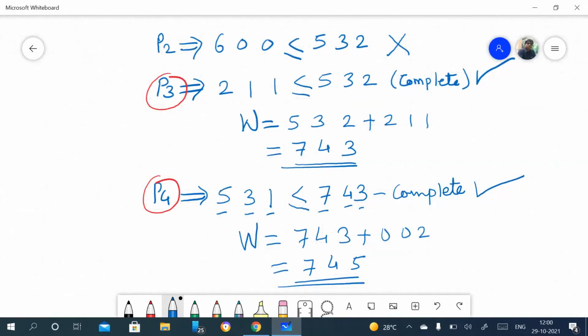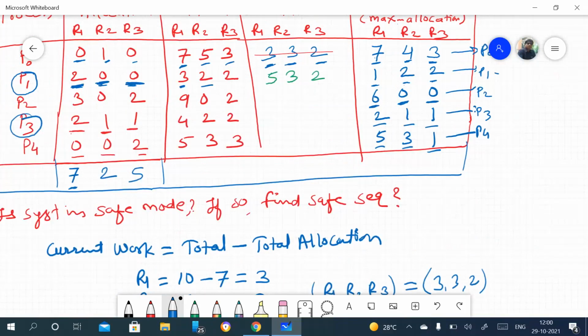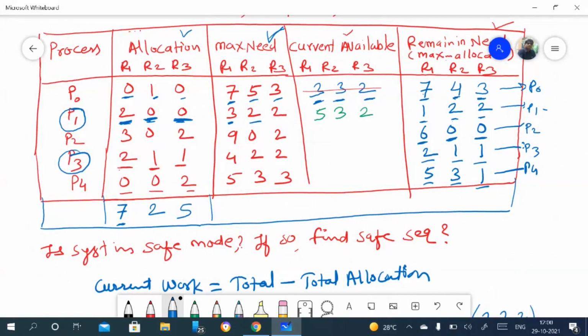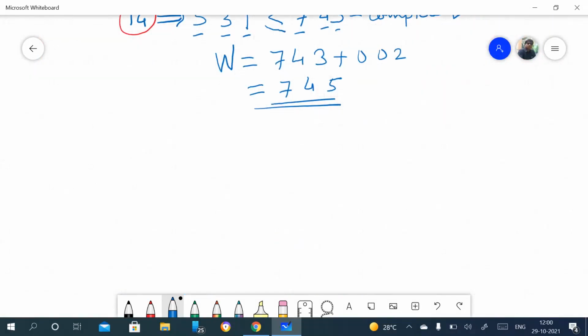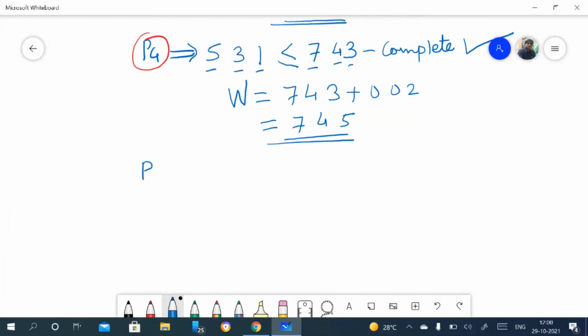So we'll go for P0. So P0 need is what? P0 need is 7, 4, 3. This one here you can see is the need, and the allocation is 0, 1, 0, right? So P0 need is 7, 4, 3, and check whether it is less than or equal to 7, 4, 5. So this is equal, and this is smaller. So we can say again this is complete, right?